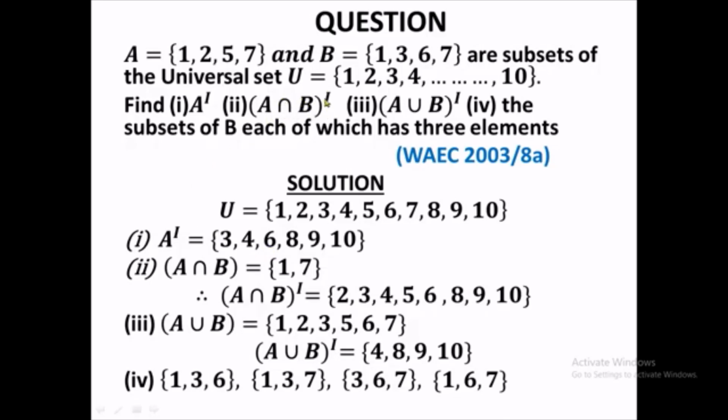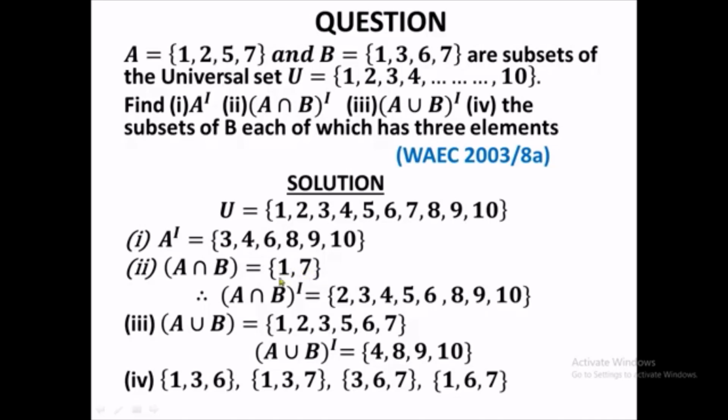We cannot find that straight unless we know A intersection B first, and we should know the meaning of intersection. That is, those elements in A and B, those elements that are common to set A and set B. So we can see that one is here, one is also here, seven is here, and seven is also here. No other element. So that means A intersection B is {1, 7}.